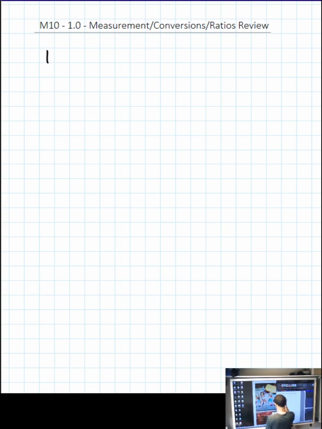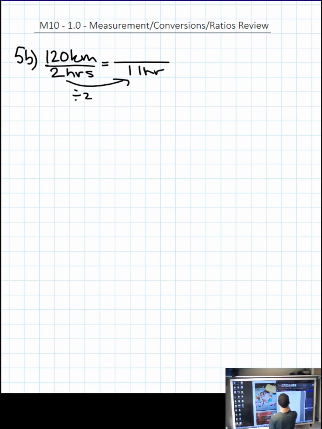Mandy drove, this is 5B. Mandy drove 120 kilometers in 2 hours. And we need the unit rate. So that's equal to over 1 hour. Now, how do I get from 2 to 1? I simply divide it by 2. And if I divide the bottom by 2, I have to divide the top by 2. 120 divided by 2 is 60 kilometers. Therefore, the unit rate is 60 kilometers in 1 hour. I've written that a little bit funny on the bottom, in 1 hour.